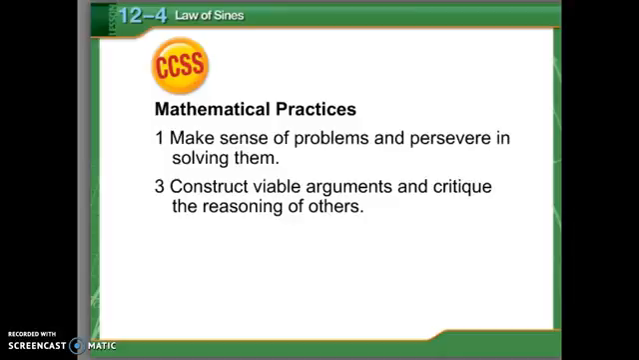This is the Unit 4, Lesson 4 video. This comes from Chapter 12, Section 4 out of the textbook, and this lesson is about the law of sines. There's two mathematical practices that we're going to focus on in this lesson. The first one is make sense of problems and persevere in solving them, and the second one is construct viable arguments and critique the reasoning of others.